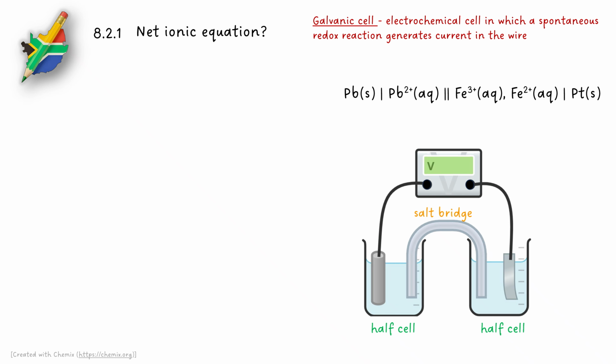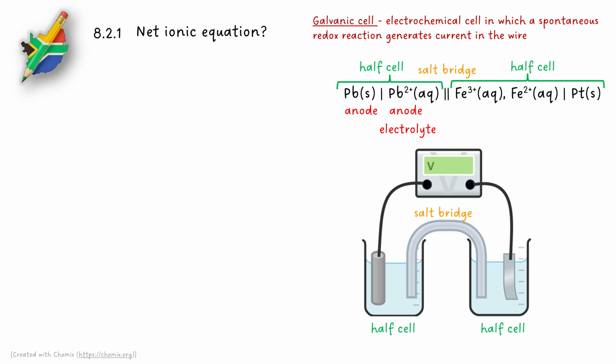We are given the cell notation here. In cell notation, the double line represents the salt bridge, and on either side is information about the two half cells. The information written to the left of the double line is the information for the anode and the anode electrolyte. The information to the right is for the cathode electrolyte and the cathode.